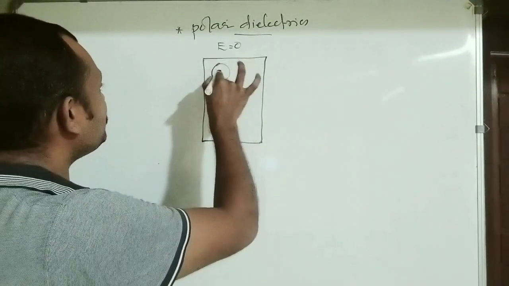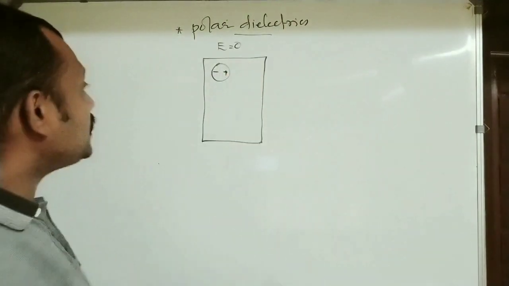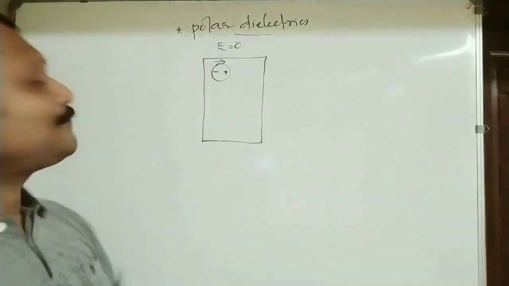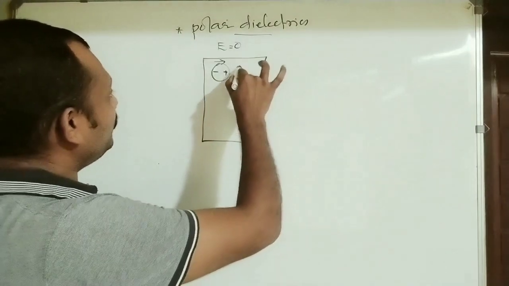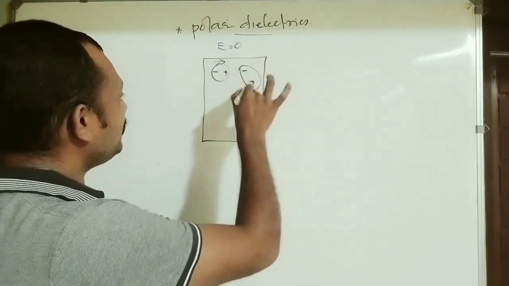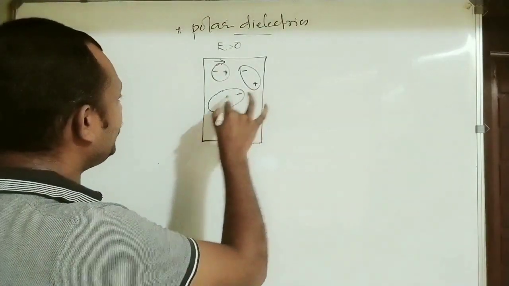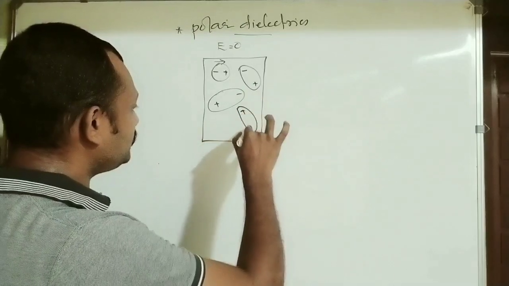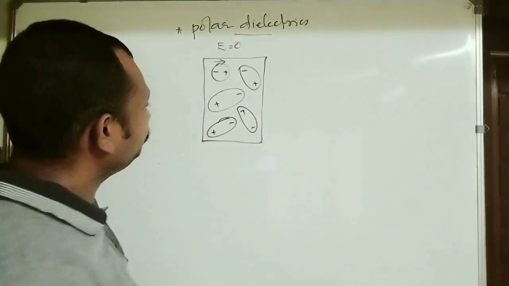Okay, so I am taking the first molecule. This is negative, this is positive. They are separated by some distance. And here the direction of dipole moment is in this direction. Molecular dipole moment exists in the case of a polar dielectric. Now take another molecule. Negative charge here, positive charge here. Take another one. Negative charge here, positive charge here. Take another one. Positive charge here, negative charge here. Take another one. Negative charge here, positive charge here.